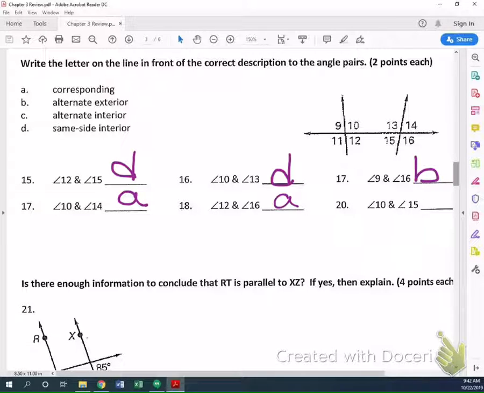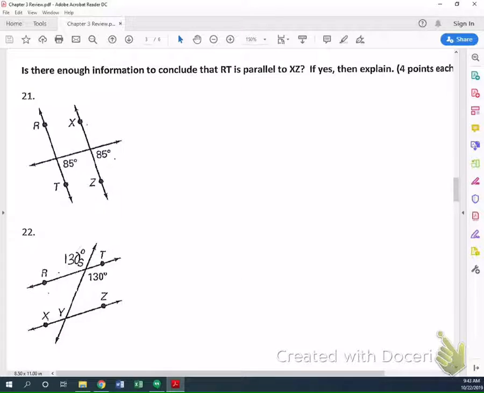Alternate interior, C. Good. All right, the next section asks, is there enough information to conclude that line RT is parallel to line XZ? Explain. So these are what type of angles? This is actually the stuff that's still on the board. What type of angles am I looking at? Corresponding. These are corresponding angles. Are they congruent? Yes. Is that enough information to conclude that the lines are parallel? Yes. So you would say all of that.